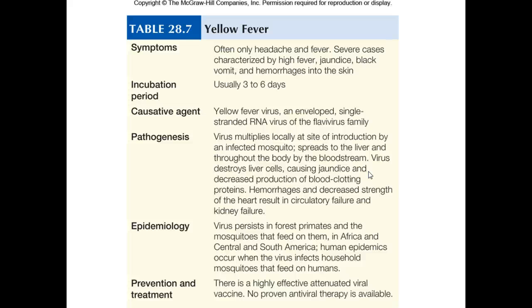But the epidemiology is going to give us a clue to this, right? Where does it come from? So the virus persists in forest primates and the mosquitoes that feed on them. So in Africa and Central and South America, human epidemics occur when the virus infects household mosquitoes that feed on humans as well, right? What's the good news for here in the United States? We don't have these large numbers of forested primates harboring this virus. We've got mosquitoes, right? There is the potential for yellow fever here in the United States.